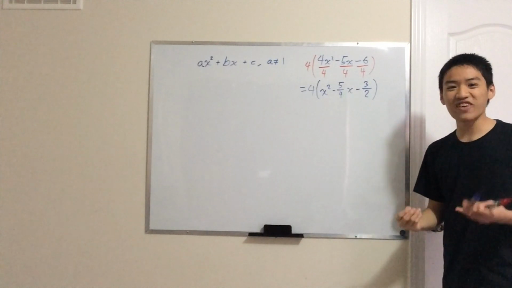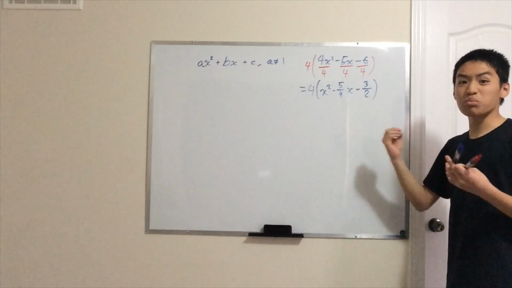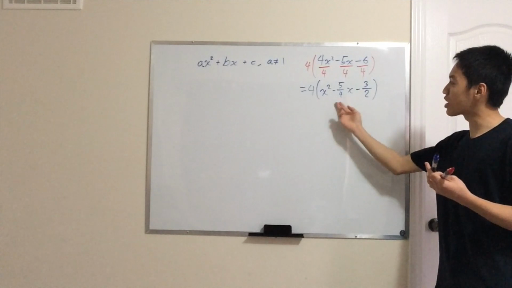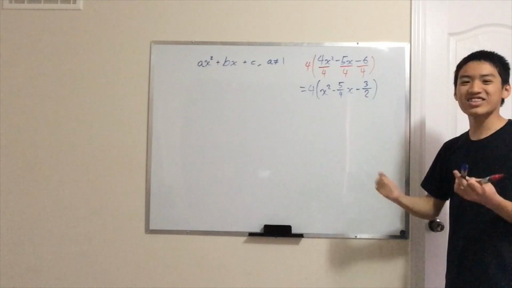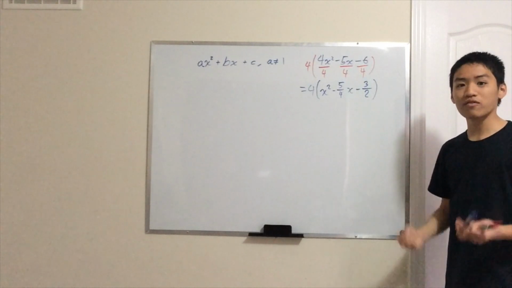But this is really hard to factor, right? We're not working with integers. I'm supposed to find two numbers with a product of negative 3/2 and a sum of negative 5/4. This is actually very hard. So I'm going to show you a better way to reduce it to the monic form.